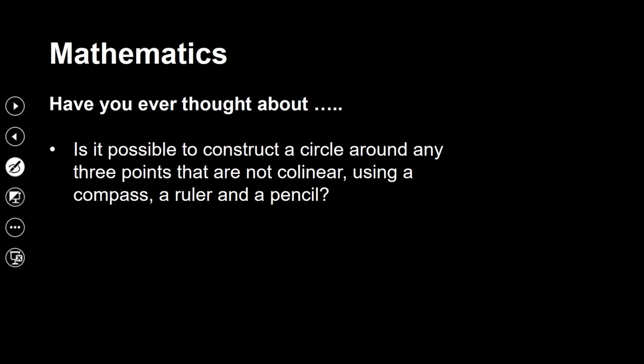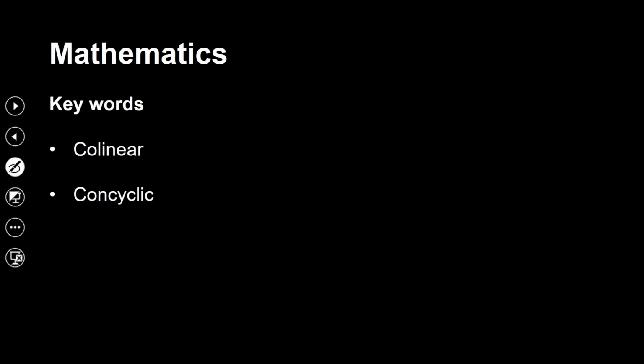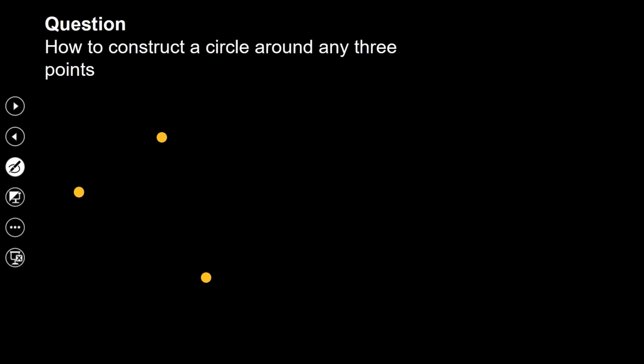Now, have you ever thought about whether it is possible to construct a circle around any 3 points that are not collinear, using, you know the drill, the compass, the ruler, and the pencil? Not collinear meaning they don't lie on the same straight line, right? Maybe it's A, B, and C, points that are like this. So is it possible for me to draw a circle around these 3 points that I have on the board? That's what you need to think about.